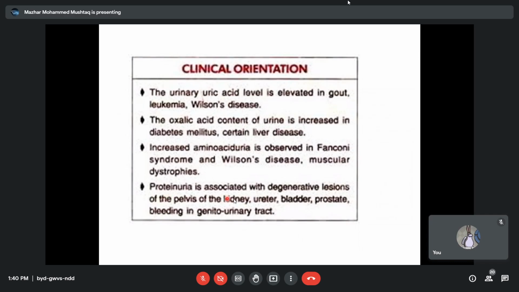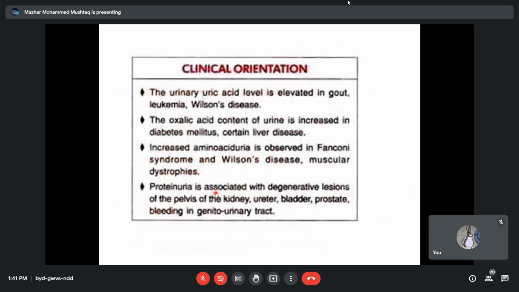Similarly, proteinuria is associated with degenerative lesions. There can be a problem with the kidney, the ureter, bladder, prostate, or bleeding somewhere in the genitourinary tract. That can also cause some protein and some blood to come in the urine. So we call this proteinuria or hematuria. These are the different clinical conditions. At least remember one of them for each.